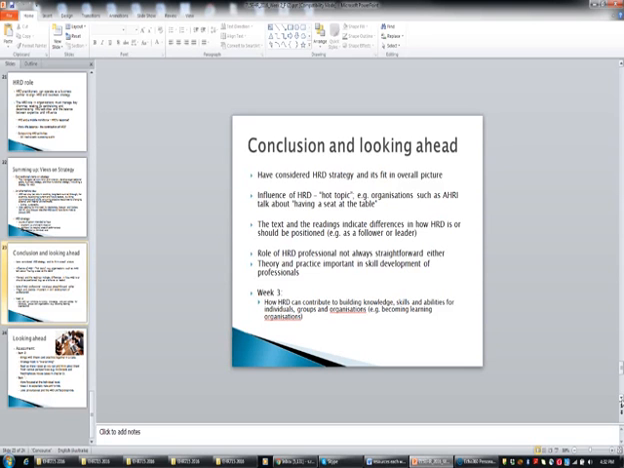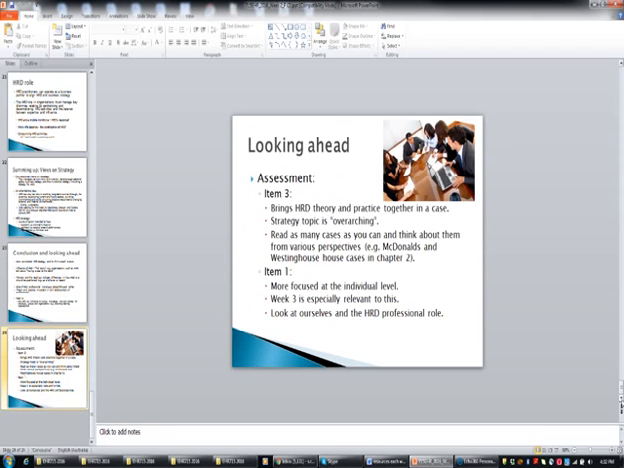So in week 3 we're going to be looking at some skills and abilities for individuals, groups and organisations. So looking ahead, as I've mentioned, we include strategy here as an overarching framework. It's important to think about in every case that we consider, and we'll specifically be doing that in the Harrods case in the final assessment item. So please read as many cases as you can, like the McDonald's and Westinghouse cases in Chapter 2, and also think about the HRD professional role from your own perspective. Thank you.